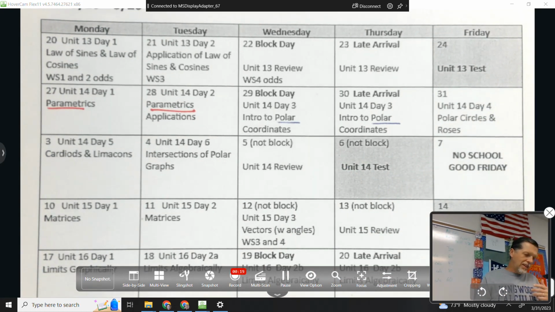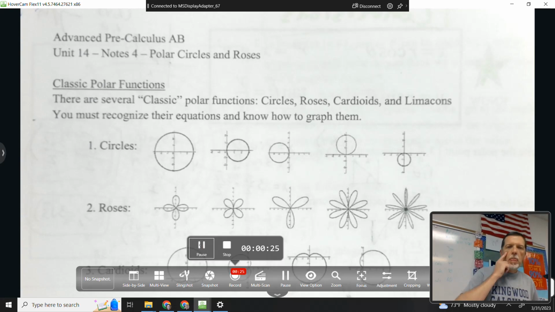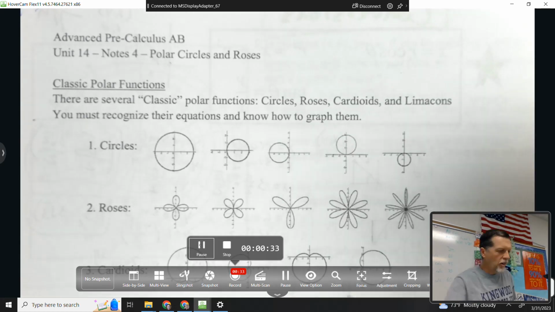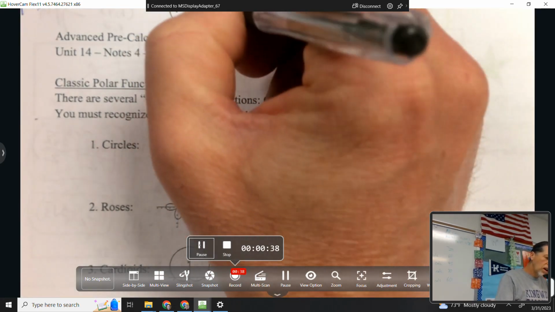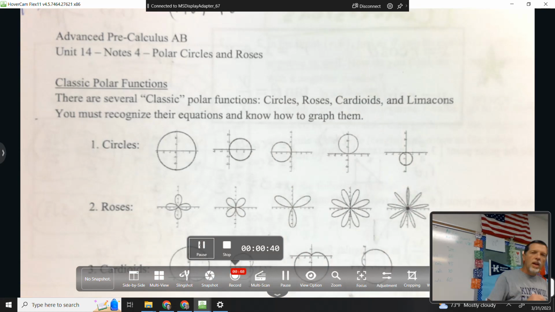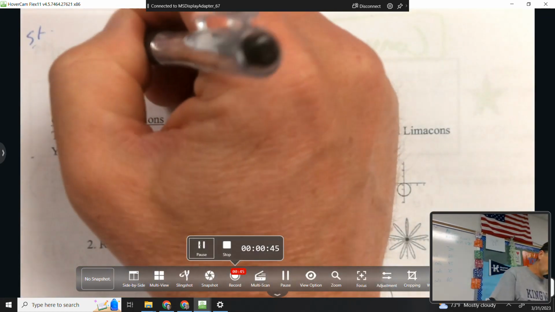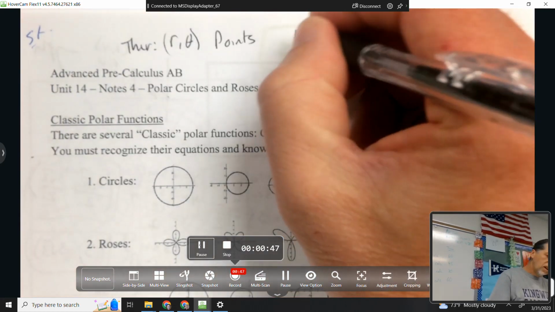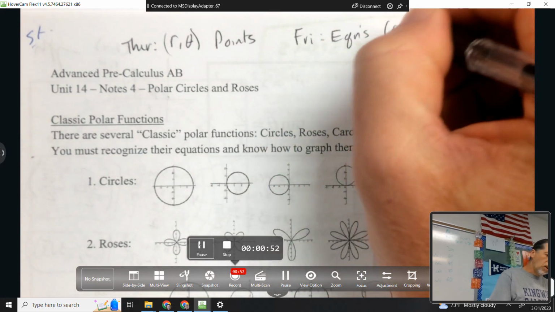Let's look at notes for today. So looking at the notes packet, go ahead and get that out. Yesterday we did graphing with r and theta, like graphing points r and theta. Today we're going to do equations with r and theta. So Thursday was points, Friday is equations with r and theta.